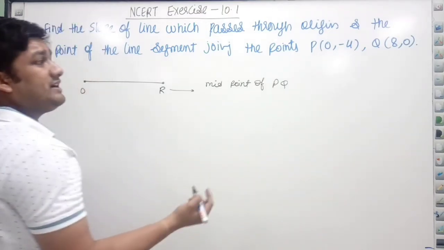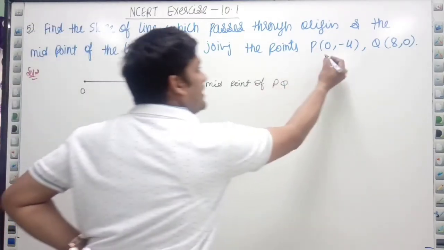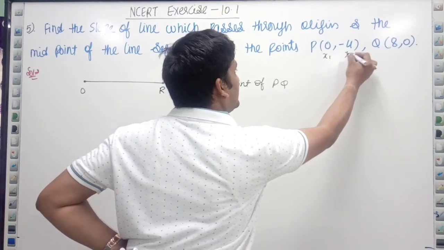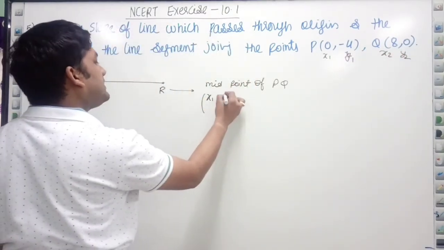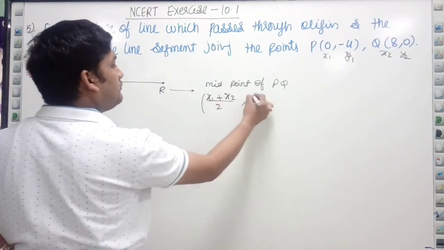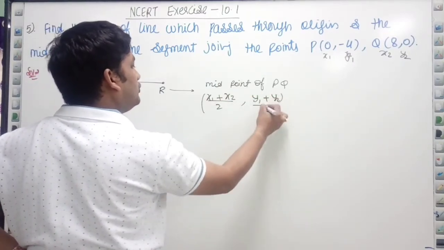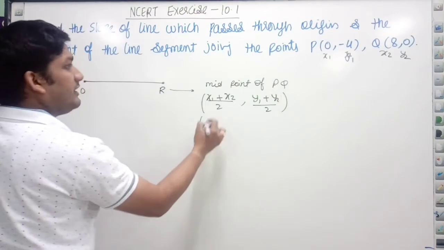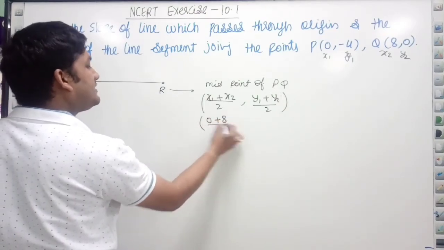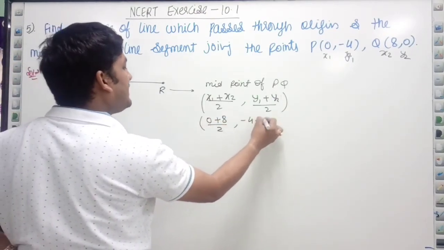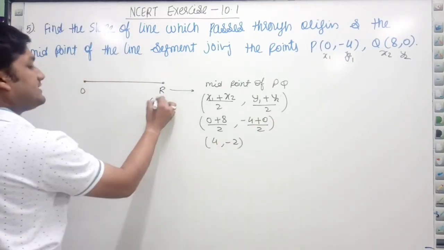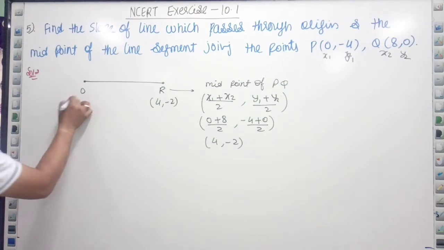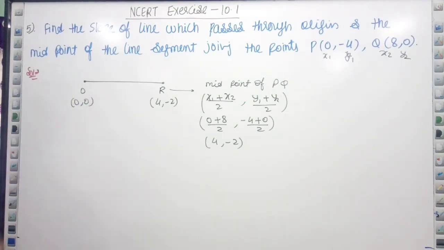We have already discussed the midpoint formula. So if I apply the midpoint formula, here x1, y1, x2, y2. The midpoint formula is (x1 plus x2) by 2, (y1 plus y2) by 2. So we have x1 is 0, x2 is 8, y1 is minus 4, y2 is 0. So we have 4 comma minus 2 as point R, and the origin is 0 comma 0.